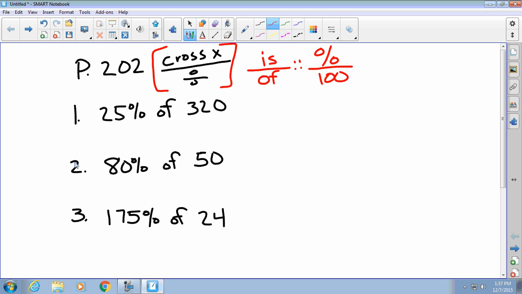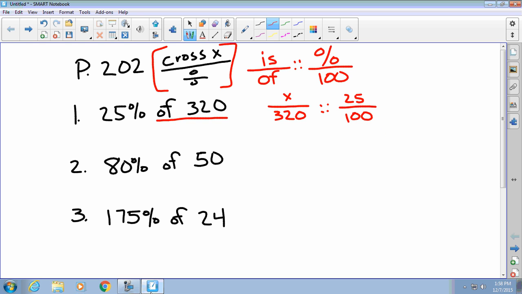So for number 1, I'm on page 202. For number 1, it says 25% of 320. This is the key word here, of 320. That is our of number, and our of number goes on the bottom. We do not know what our is number is, so that's going to get the X. And then 25%, with these problems, your percent always goes over 100. So you have X over 320 is the same as 25 over 100.